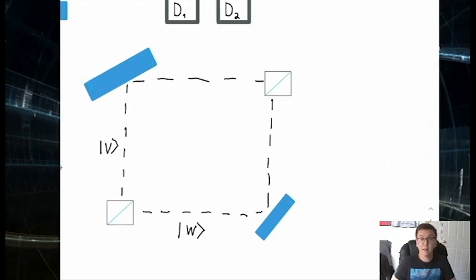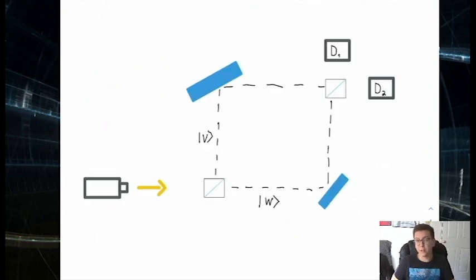And finally, let's place two detectors after this beam splitter. Now, the specific position of the detectors is a bit tricky, and to understand why, let's go ahead and take a look at the double-slit experiment.